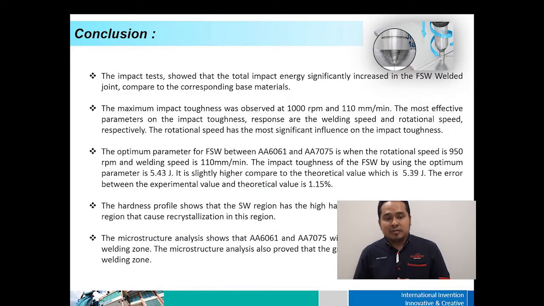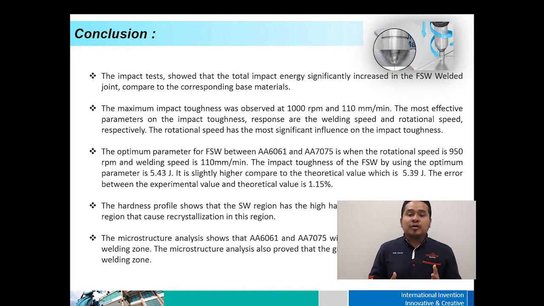What can we conclude? The impact test shows that the total impact energy significantly increased in the FSW welded joint compared to the corresponding base material. The maximum impact toughness was observed at 1000 rpm and 110 mm per minute. The most effective parameters on the impact toughness response are the welding speed and rotational speed respectively. The rotational speed has the most significant influence on the impact toughness.